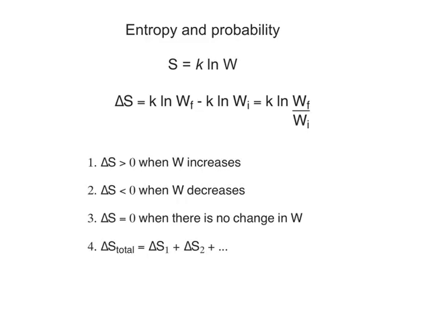The change in entropy is positive when the number of ways an event can occur increases. The change in entropy is negative when this number of ways decreases. The change in entropy is 0 when there is no change in the number of ways something can happen. And for a system with multiple components, the total change in entropy is equal to the sum of the changes in entropy of each of the components.